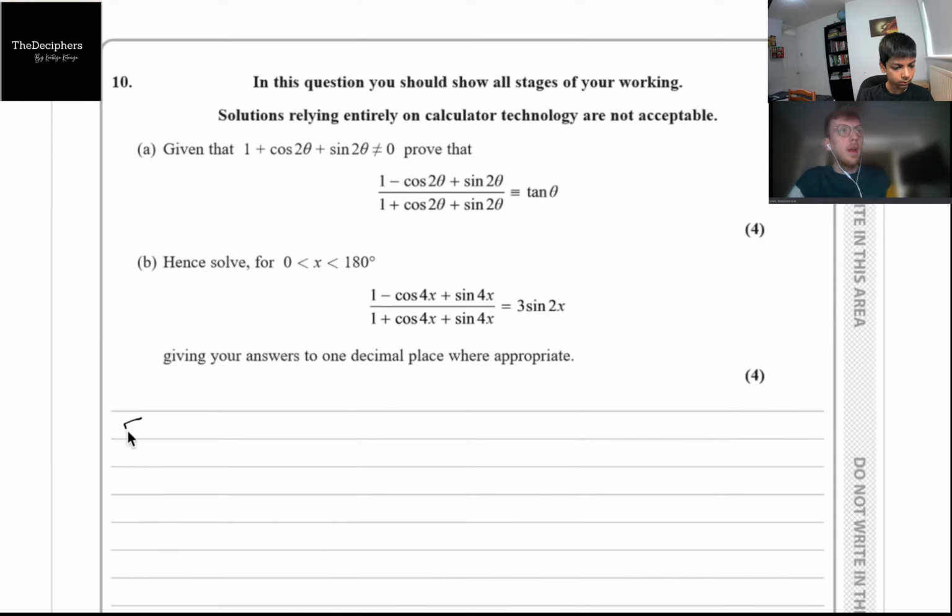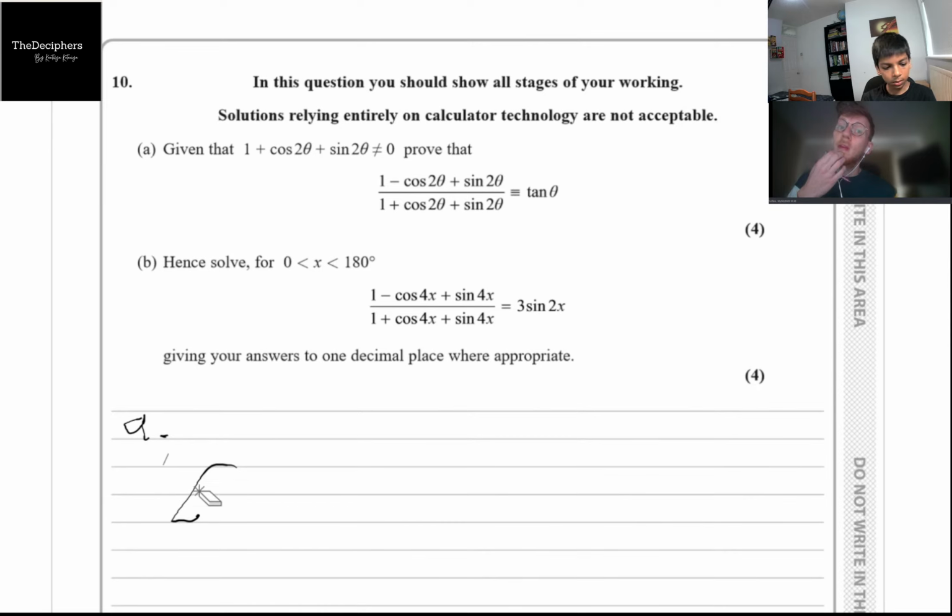Good. So it's part A. What's probably a good thing to do to start, Cortelia? Maybe multiply out by 1 plus cos 2 theta plus sine 2 theta. Okay. The issue with that though is that it's an identity that we have to prove. Whenever we're proving an identity, we need to start with either the left hand or the right side and manipulate it until we get the other side. If we multiply through, we're treating it like an equation, which is not always mathematically correct.